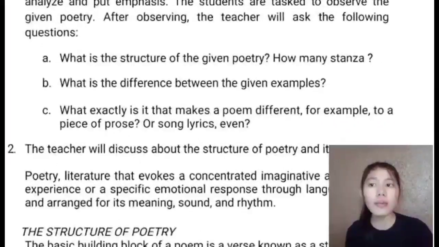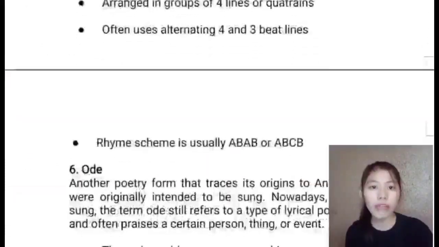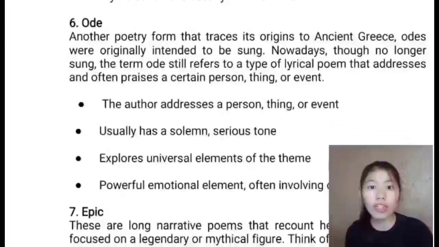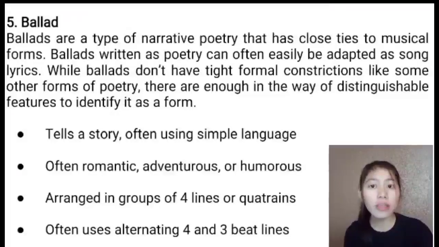So here are some of the types of poetry that we have. So we have ballad, the ode, and the epic. So ballads are types of narrative poetry that have close ties to musical forms. Ballads written as poetry can often easily be adapted as song lyrics. Often, this is romantic, adventurous, or humorous.